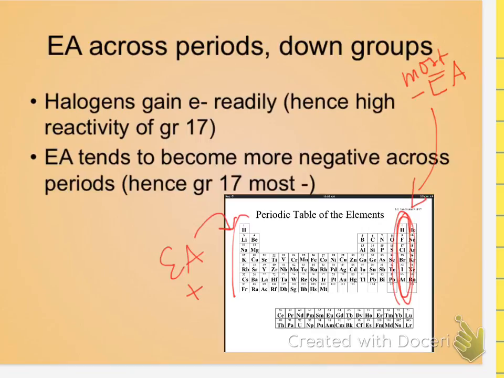So we go from positive EAs in groups 1 and 2 to very, very strongly negative EAs over in group 17. And of course, the noble gases are totally stable as is. I don't even think they're classified as having electron affinities. I'd have to check that. But there's not an energy change because they don't take or give electrons.